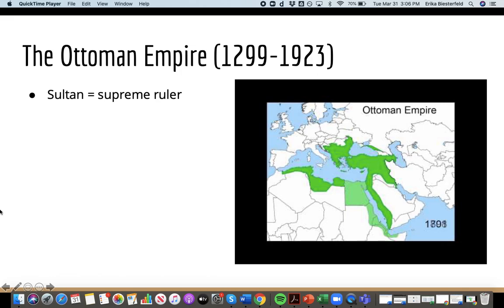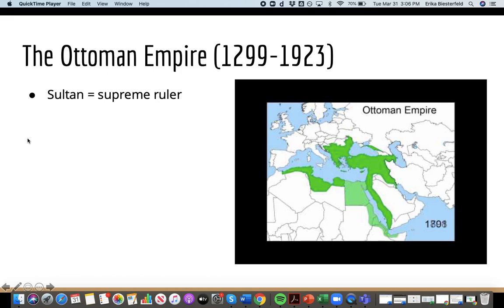Last major Muslim empire that we are going to be studying is the Ottoman Empire. Take a minute here to look at these dates. Doesn't seem all of a sudden like ancient history now, does it? A few things that you'll need to know following your notes.